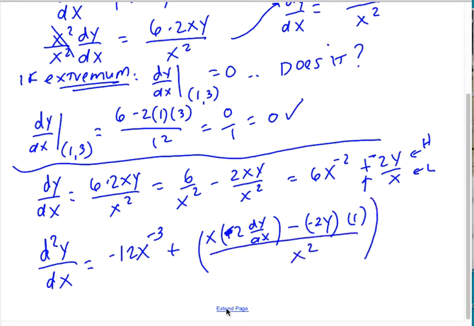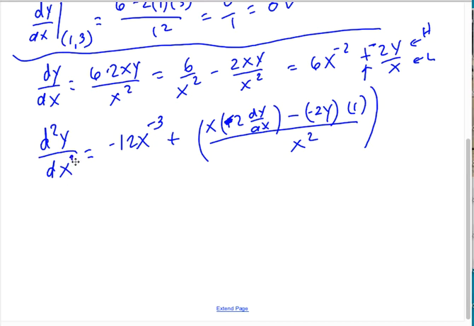Cool. All right, so keep in mind that I don't care what d squared y/dx squared is all the time. I literally only care at (1, 3). So it's up to you if you want to plug in or not. There is an advantage to doing this as just a quotient rule, and the advantage is that it does kind of come out to be easier to see whether this thing is positive or negative, but we'll go ahead and do this.